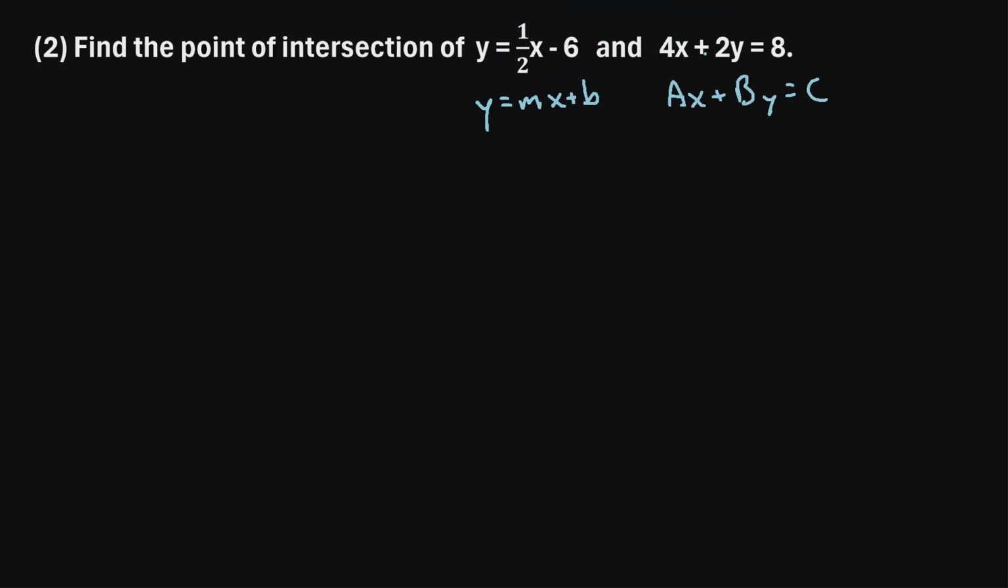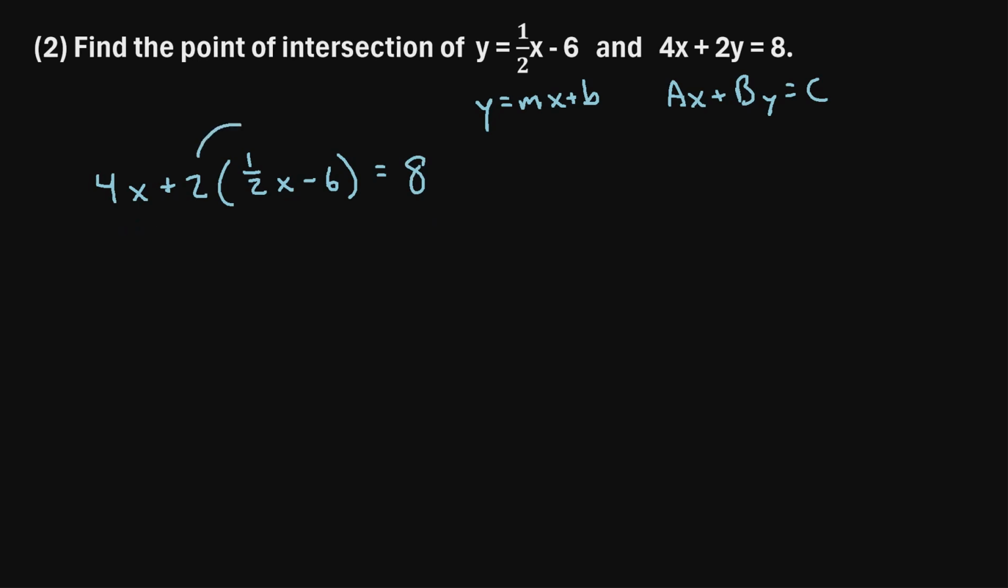So what we're going to do is write this equation, but we're just going to substitute this right-hand side in for y right here. So what that looks like is 4x plus 2, instead of y, remember we're writing this right-hand side of the equation. So 1/2 x minus 6 is equal to 8. So now we'll notice that we're only left with x's in this equation, so we can solve for x.